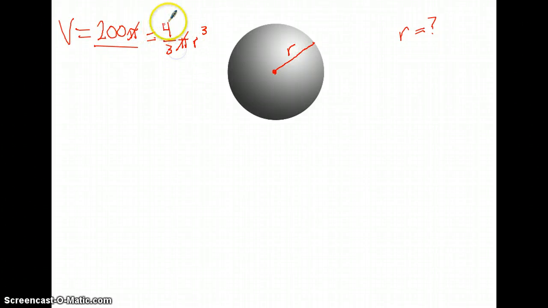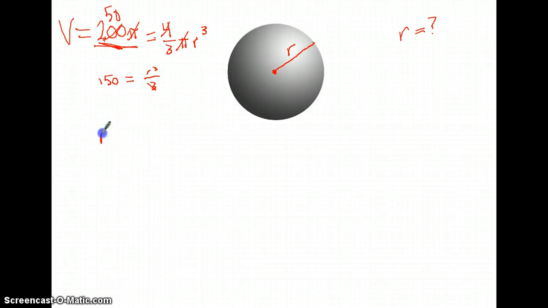Divide by pi. Divide by 4. This little thing is not a fraction bar, it was just an underline. So now this is 50. So I got 50 equals r cubed over 3. I guess I can multiply both sides by 3. There we go. So r cubed is 150.